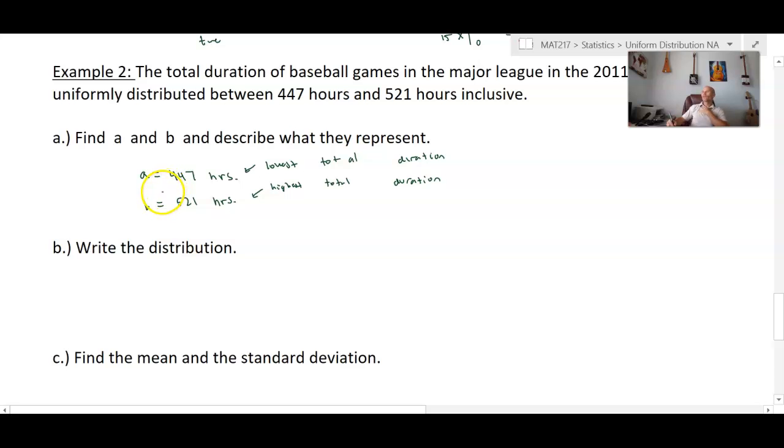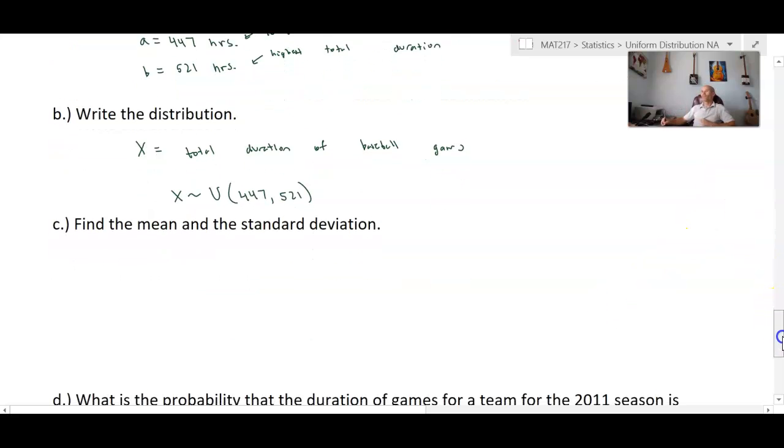Okay, now for this distribution, we need to ensure that this is uniformly distributed. So our random variable x, which will be the total duration of baseball games, is going to, X will be distributed uniformly over the interval 447 to 521. So that's what we mean by write the distribution. Indicate how that variable is distributed and write it in a compact form.